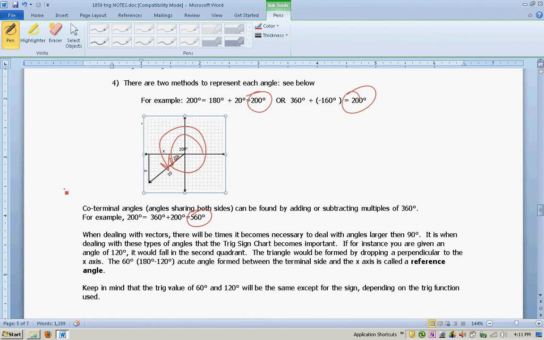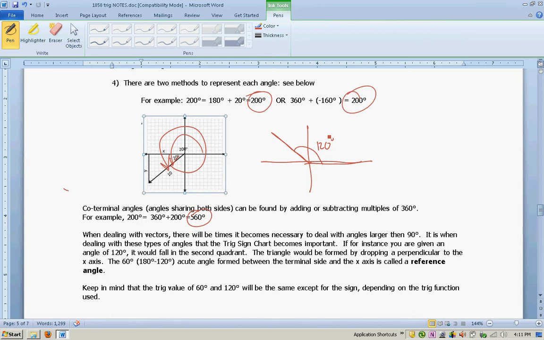So when dealing with vectors, there are going to be times that we have to deal with angles larger than 90 degrees. And that's when we need to deal with a trig chart. For instance, if you're given an angle of 120 degrees, and I'll just draw that up here, that falls in the second quadrant.